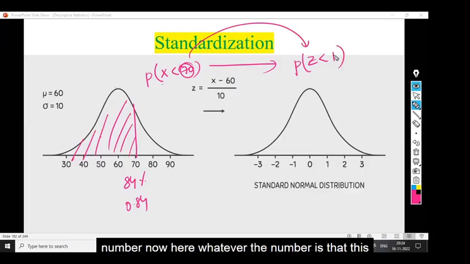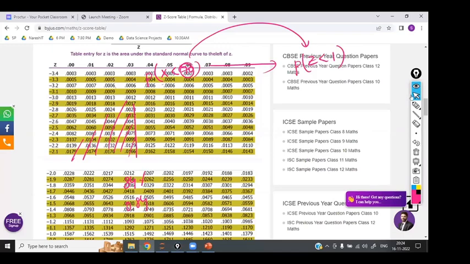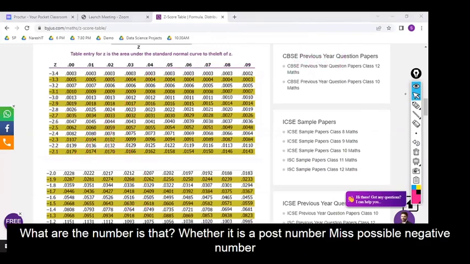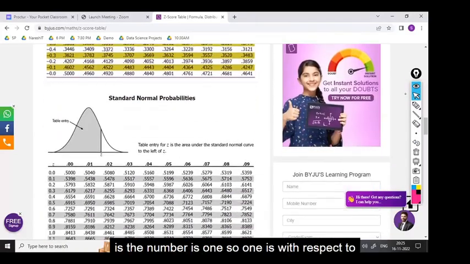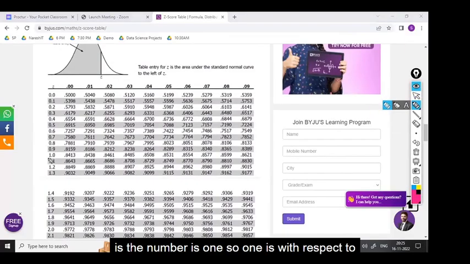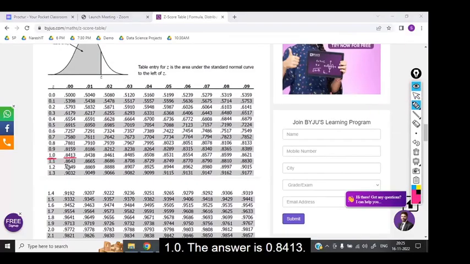Now whatever number is there, go and check that number in the Z table. Whether it is a positive number or a negative number, just go and check in the Z table. So the number is 1. So 1 is with respect to 1.0, and the answer is 0.8413. You can get it directly like this.